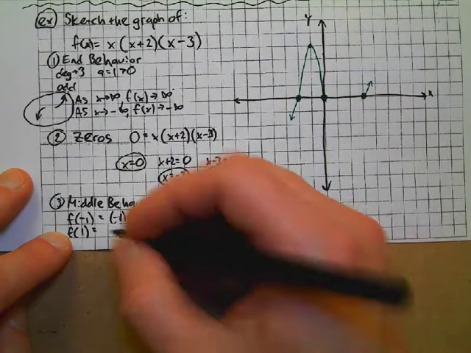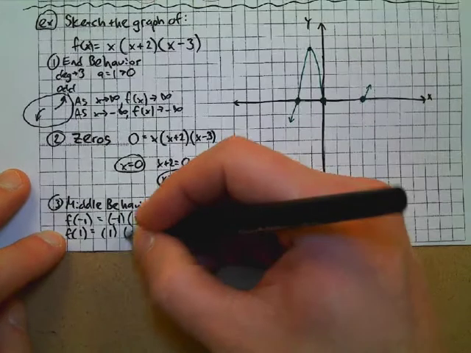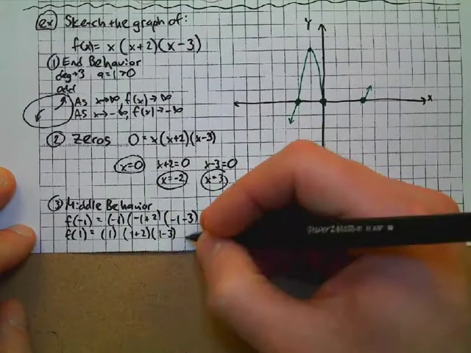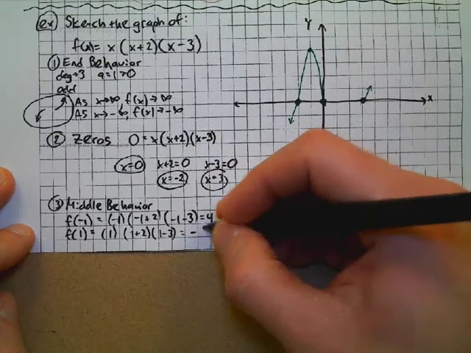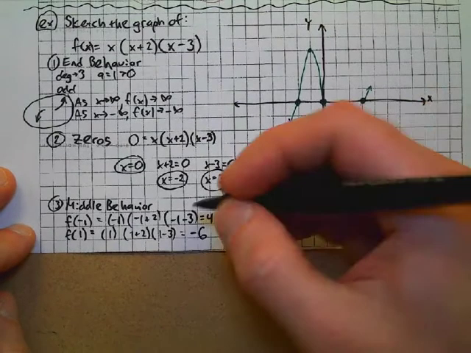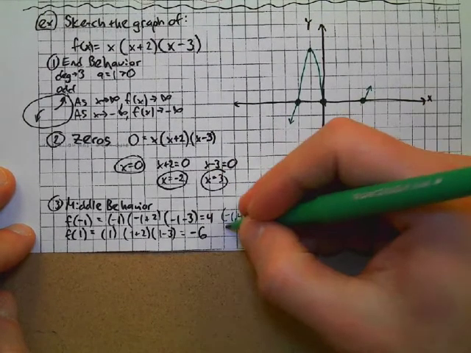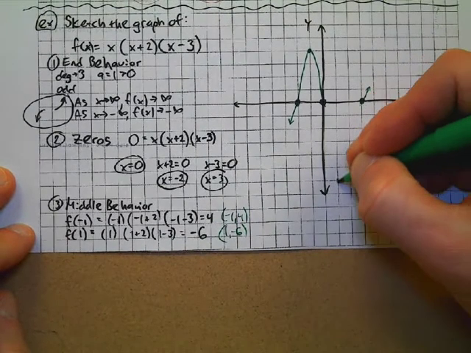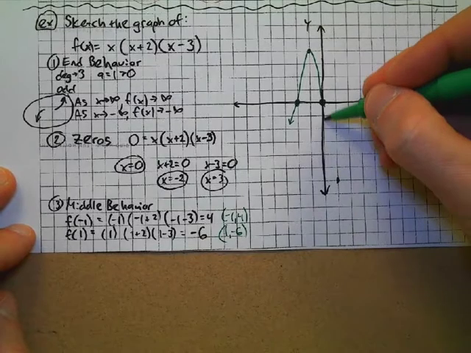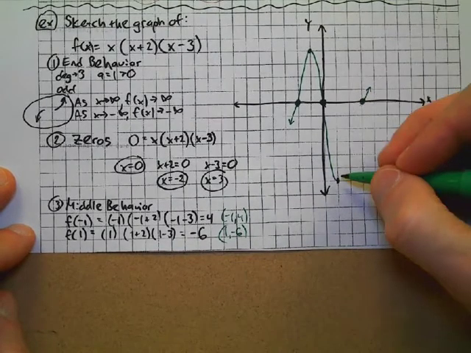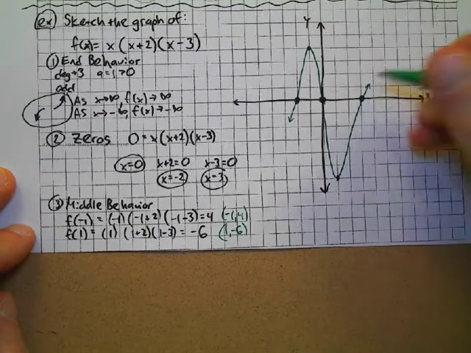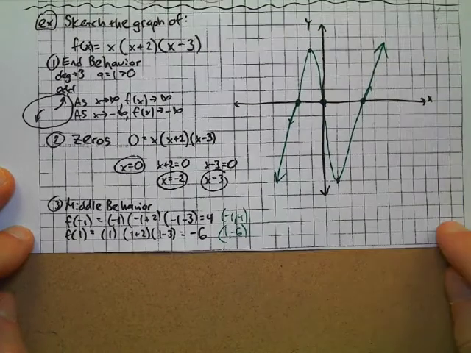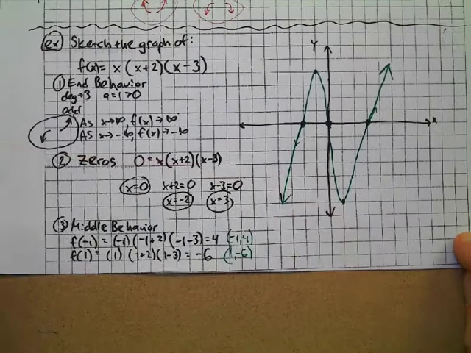So again, I'll plug in 1, 1 plus 2, 1 minus 3. Okay? And so that'll give us negative 6. So we have the point 1, negative 6. And I'll plot that. 1, 1, 2, 3, 4, 5, 6 right there. So we have to go down to here and come back around to the 0 there. And then you can continue it on like that if you want to as well. Okay, and there's a sketch of our graph.